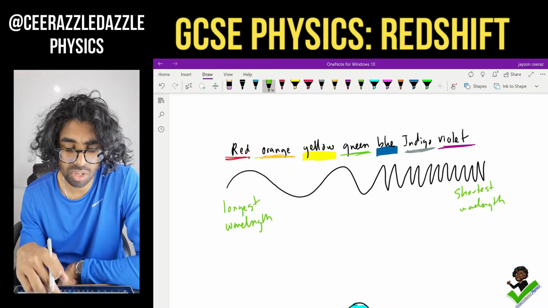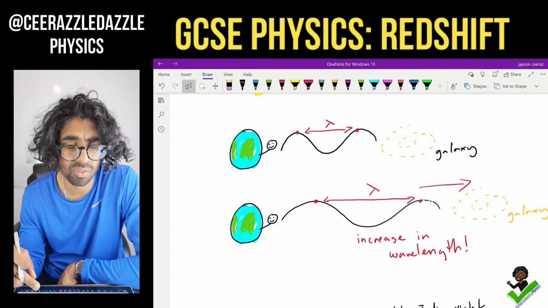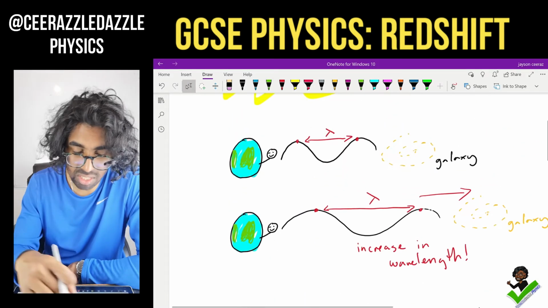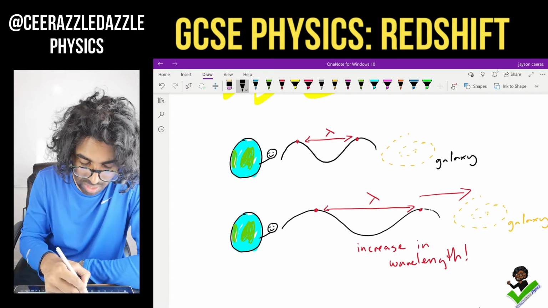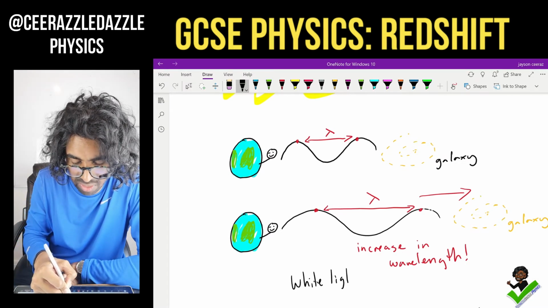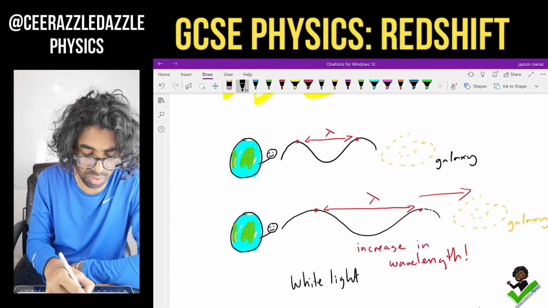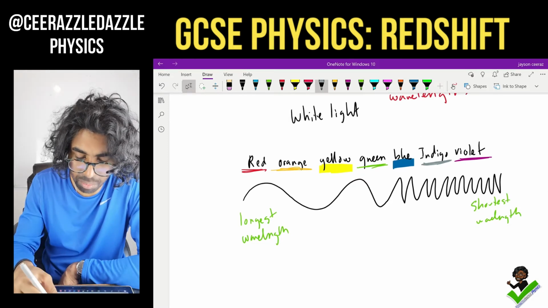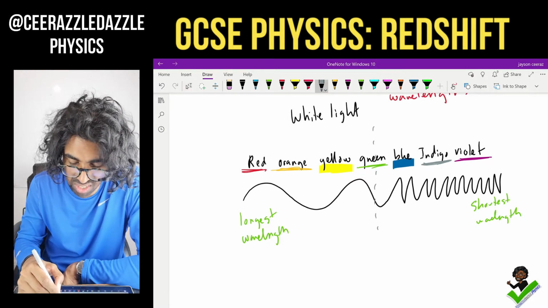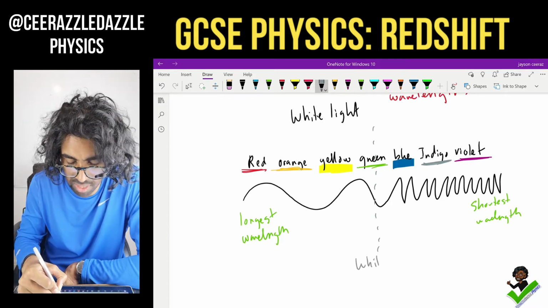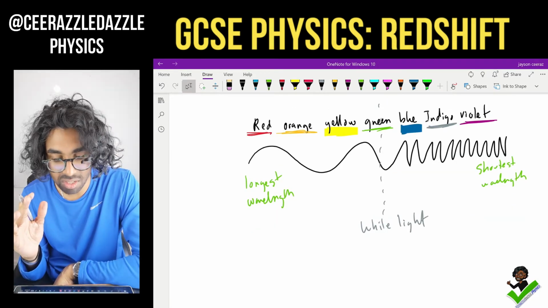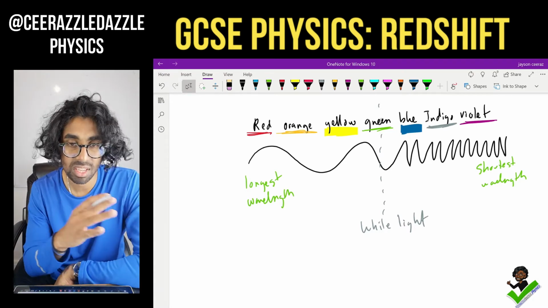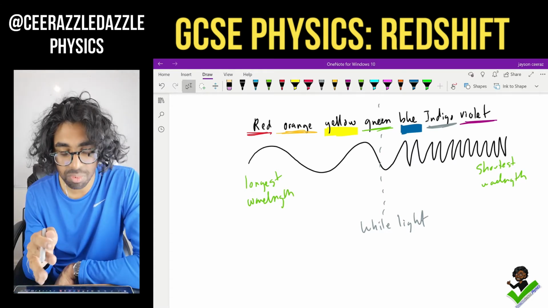Okay, so how is that going to be related to this thing over here? You know that the light coming from the galaxy is going to be white. So white light is leaving that galaxy moving towards us. How would I get white light in the spectrum? White light is right bang in the middle, because it has equal amounts of red and blue. So this line here is the white light.